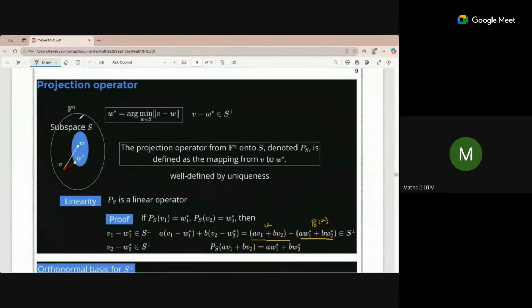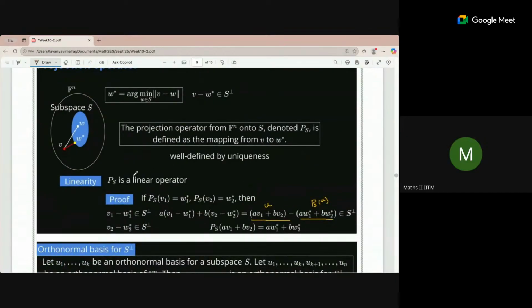So let us say you are having some subspace S, and you are having a vector v. What is the projection of v onto this subspace S? Okay, so the projection operator. Here again you have this least squares concept. So w star is the argmin of norm of v minus w, and v minus w star is a vector perpendicular to S, so it is there in the orthogonal complement. The projection operator onto S, denoted by Ps, is defined as the mapping v to w star, and it is well defined by uniqueness.